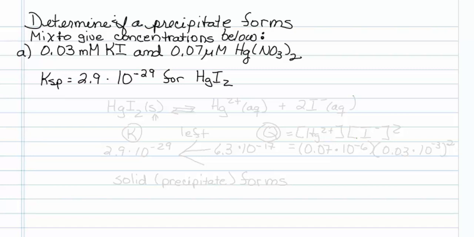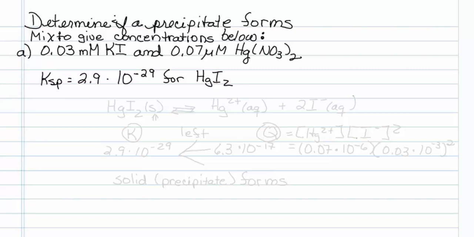This is how to determine if a precipitate forms. We are going to mix two solutions to give the following end concentrations below. My first choice is 0.03 millimolar KI and 0.07 micromolar mercury nitrate. And we're sort of given the clue that mercury iodide might be the item that we're concerned about precipitating.